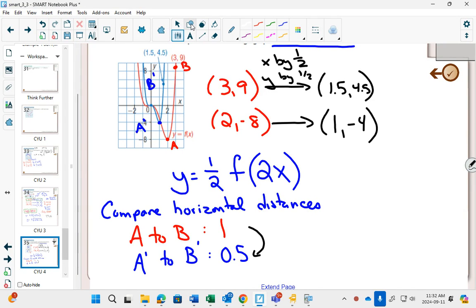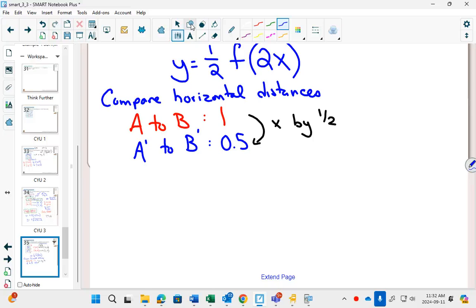How would I change that? I would have to multiply by a half. Much easier to see with the points right at the beginning. I totally agree. But later on, we'll have to use this strategy. Okay? What do you think we're going to have to do to find what happened to y? We're going to have to compare vertical distances. We'll do that as well.